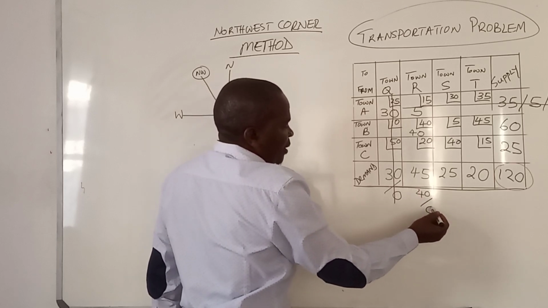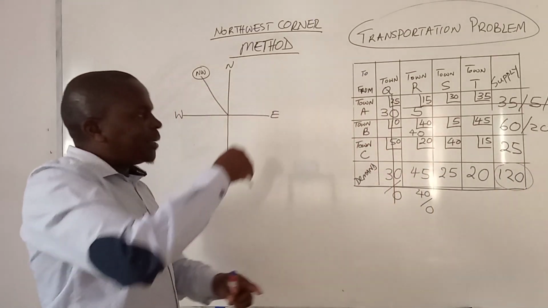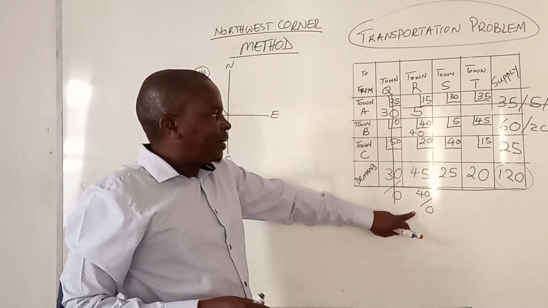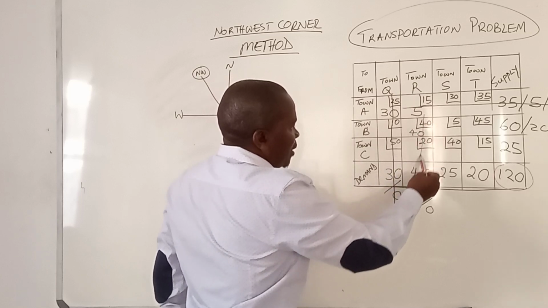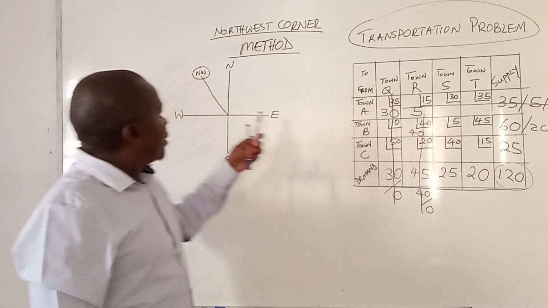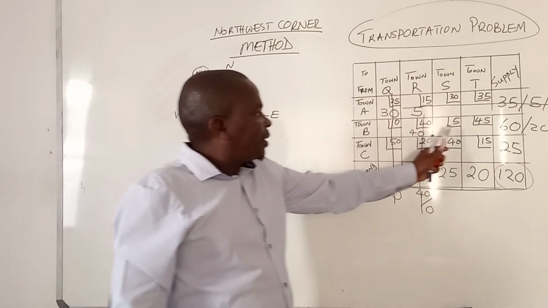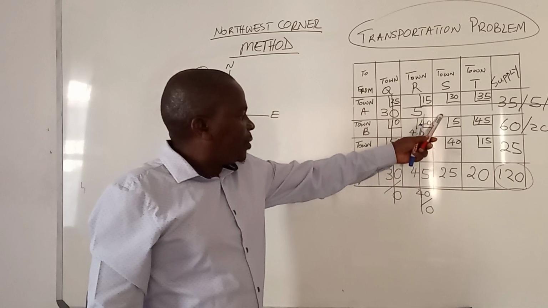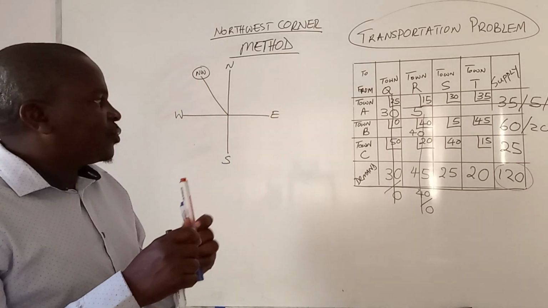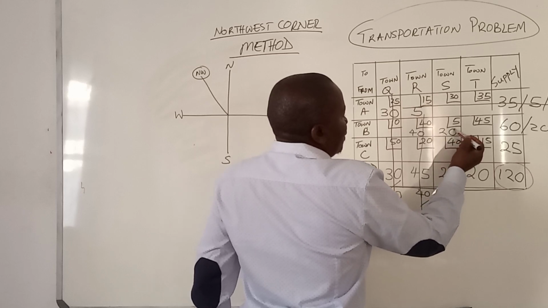So this one will give us what? 0. This one will give us what? 20. So town B can still supply 20, while town R is satisfied because we have a 0 here. So we can now cancel this one downwards. Right? Our focus now, according to the northwest corner method, is this cell here. On the right hand side, we've got a 20. Below here, we've got 25. If you compare 20 and 25, this is the smaller value. So we're going to insert 20 here, right?